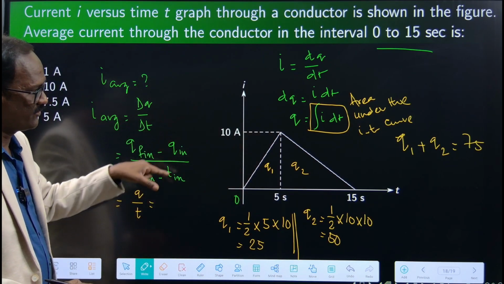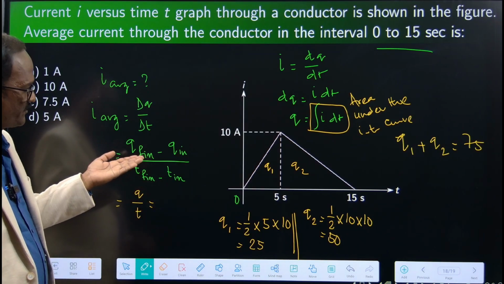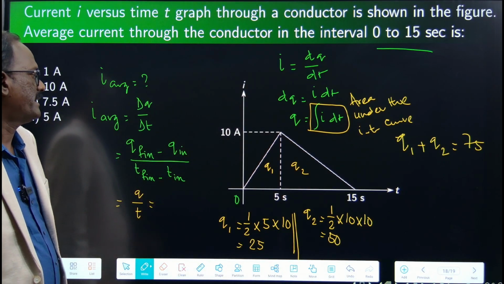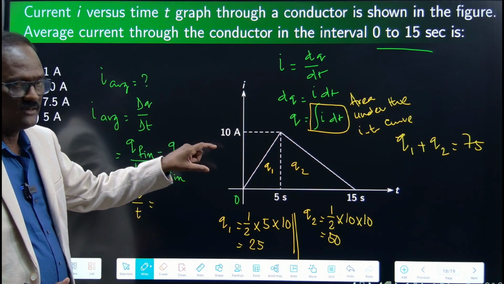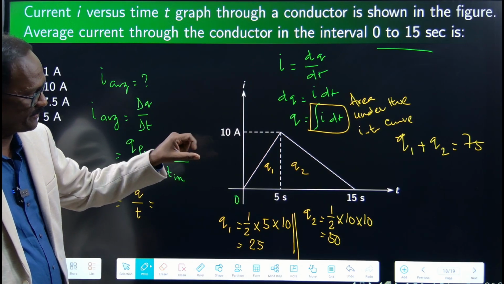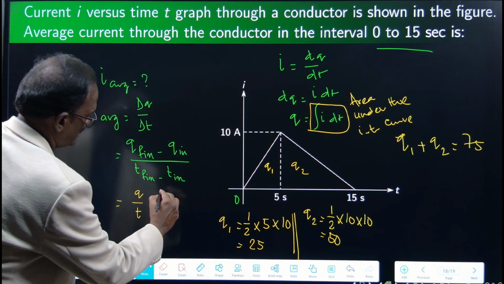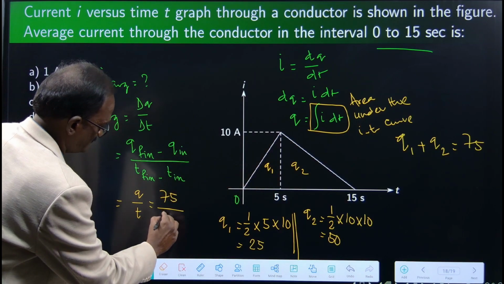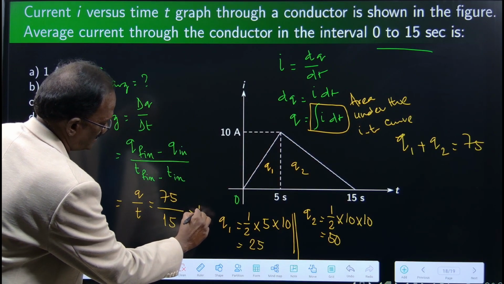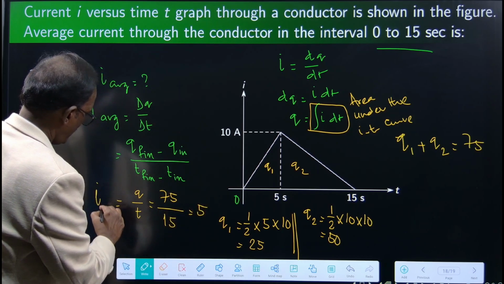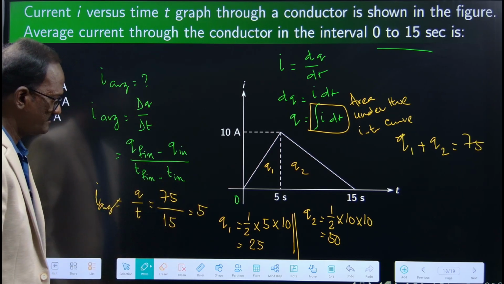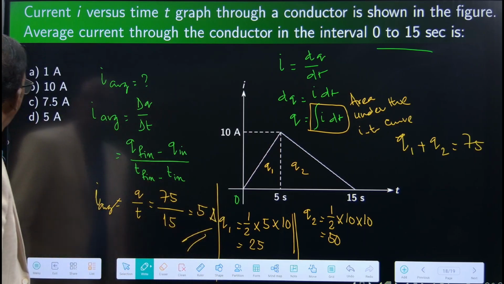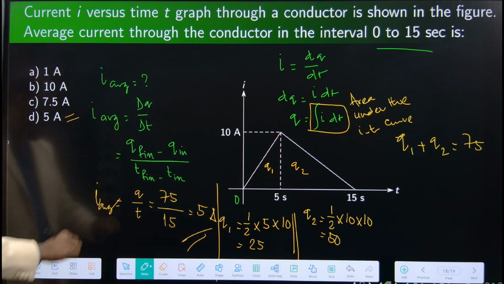So separately we have found this, yes. The formula Q final minus Q initial is not used here. Separately we have calculated by integrating the equation in the graph. By finding the area we have obtained total Q as 75. Total time is 15, so the answer is 5. I average is equal to 5 amperes. Yes, the last option.